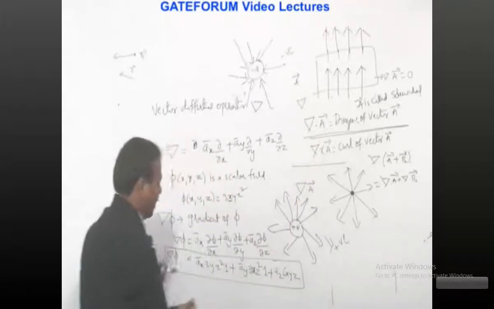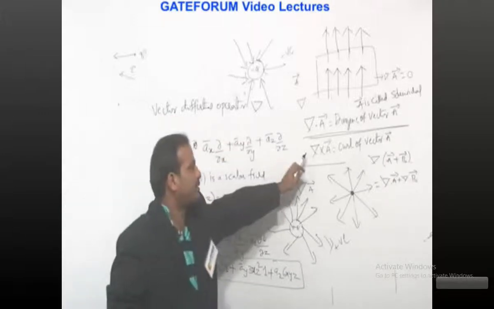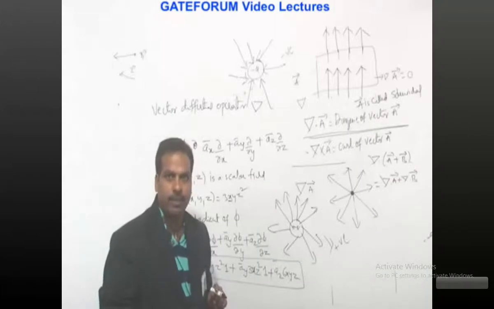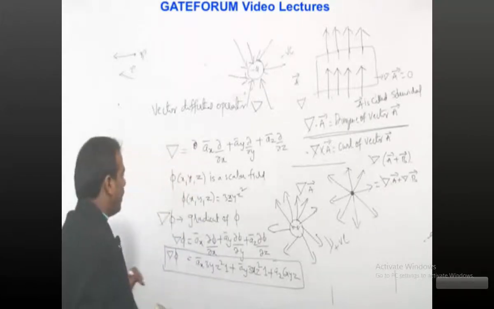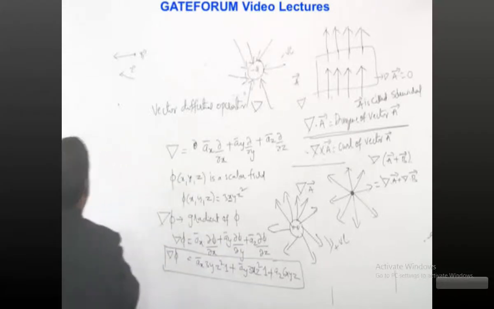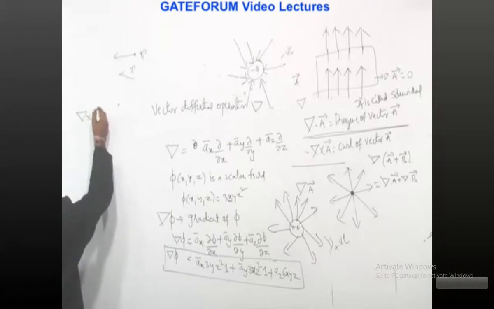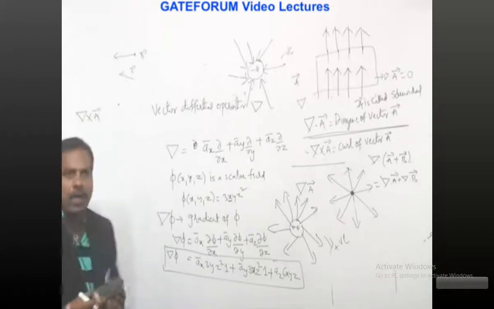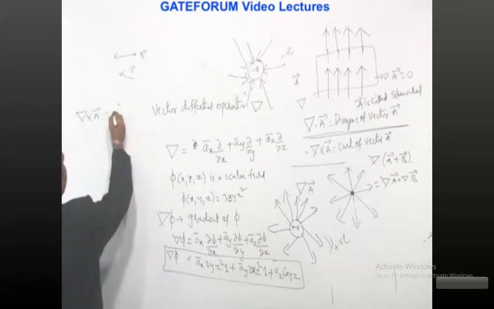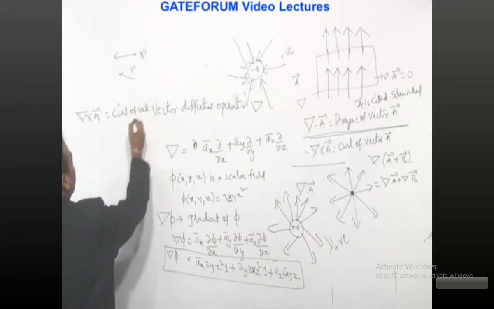Similarly, now let us consider another operation. That means another product between del and A, which is nothing but del cross A bar. Now I am taking, for example, del cross A bar, which I am calling the curl of a vector A bar. Curl of a vector A bar.